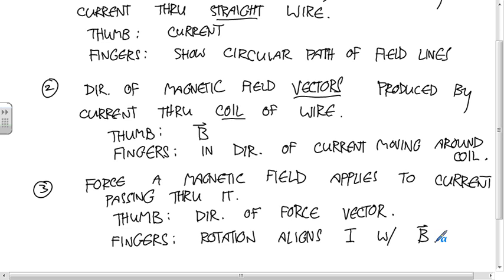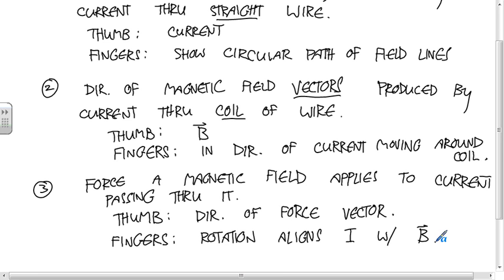Okay, that's sort of a confusing thing, but basically, if you have two vectors, you can rotate one of them to align it with the other one. If you do that, the tip of the vector that you're rotating traces out part of a circular path. If you continue that circle, figure out what that circular path is, that's what your fingers do, and your thumb gives you the force direction.